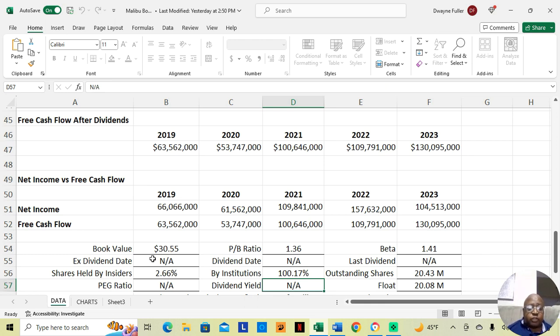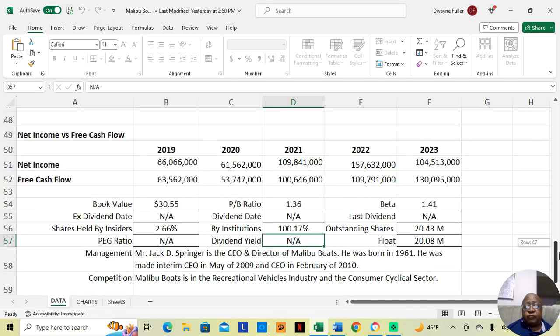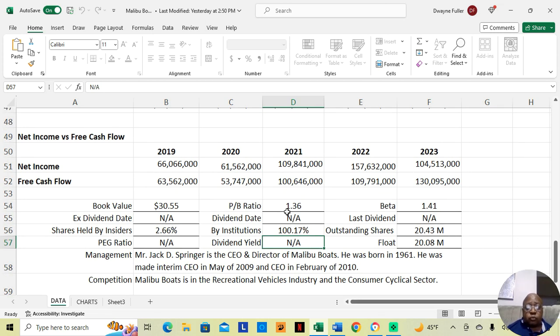Now, what is their book value? 30.55. Book value is supposed to tell you if the company were to instantly close, how much money would they have to pay each shareholder for each of their shares of stock. I understand the significance of book value, but I really don't believe that it works that way. And if you want to know why, I have a video in the channel called The Truth About Book Value. But in any event, their book value is decent at 30.55. And we see the PB ratio 1.36. That's a ratio for the book value, how close it is to the current price of the stock.